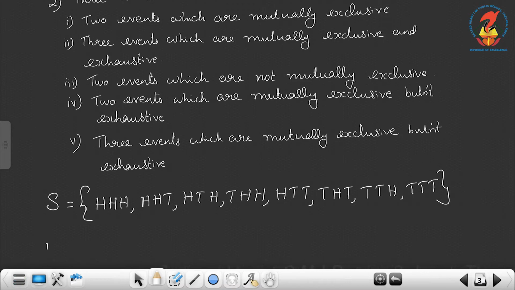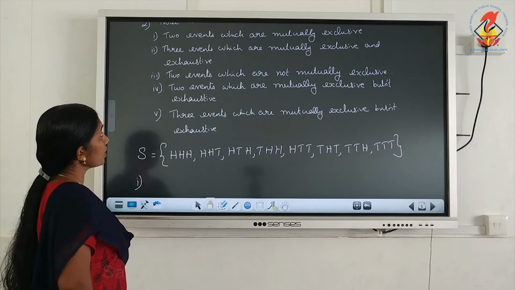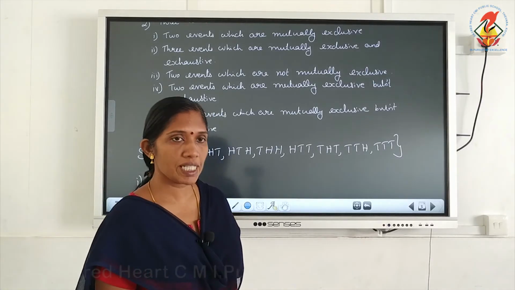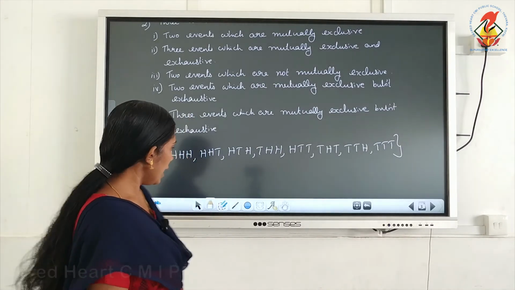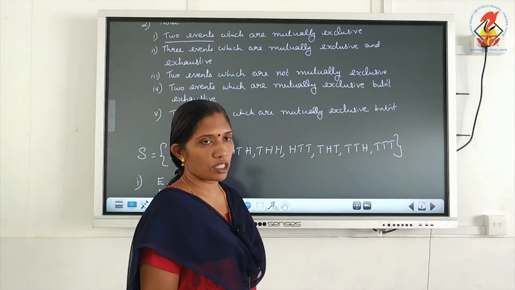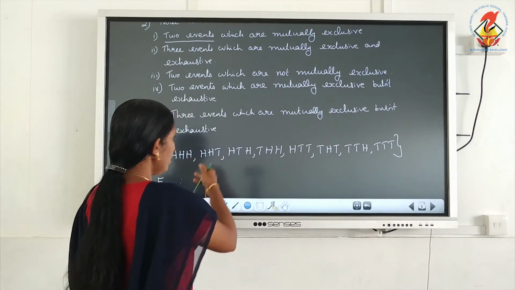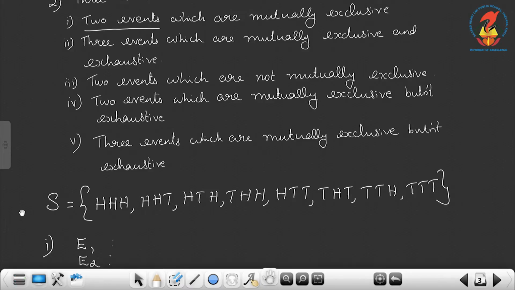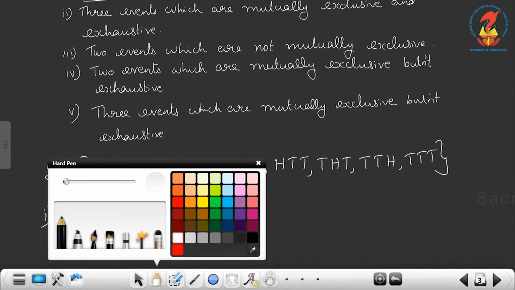Now the first one, look at the first one. 2 events, we have to describe the events. Anyway you can define. So E1, one event, E2, another event. We need 2 events which are mutually exclusive. So from this you can take which are mutually exclusive.